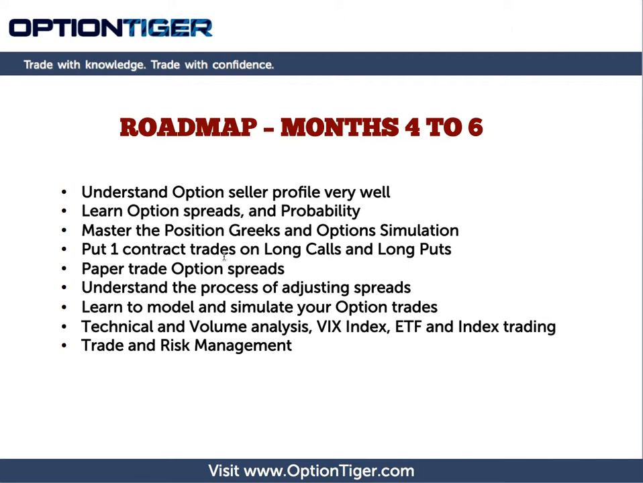Then in months 4 to 6, you're going to move to the next step of options trading, and that is option spreads. Option spreads involve more than one option at one time in the same strategy, in the same trade. So you'll be buying one kind of option and selling another, or buying two different kinds of options, or selling two different kinds of options. These are called spreads, and spreads control your costs and your risks.